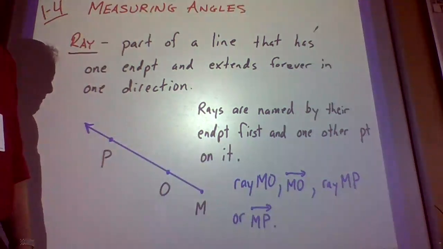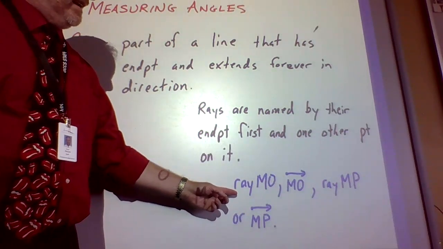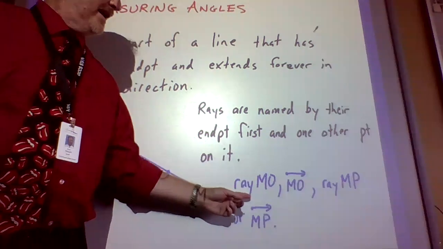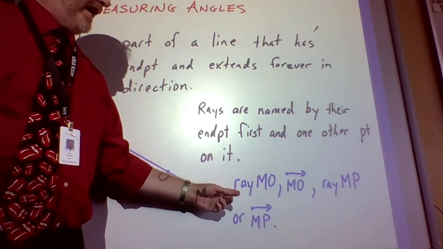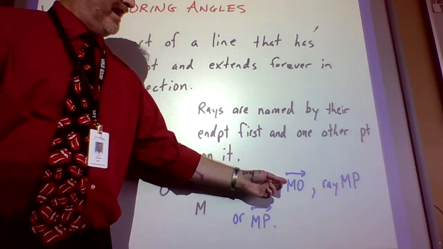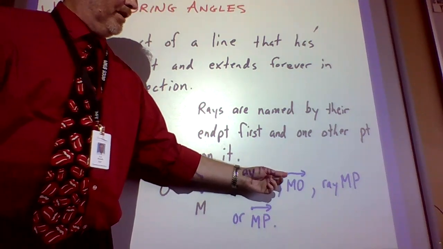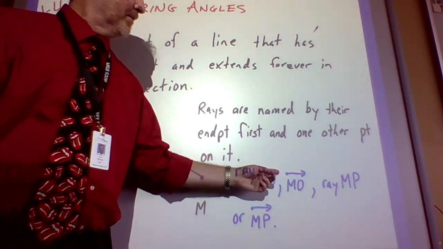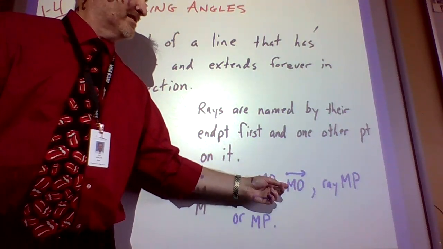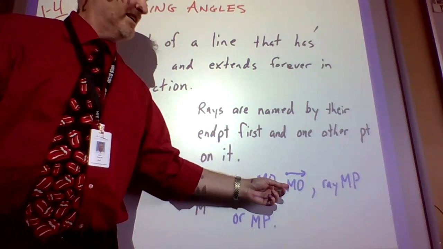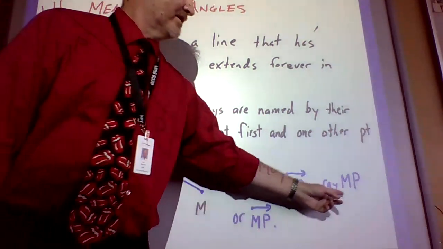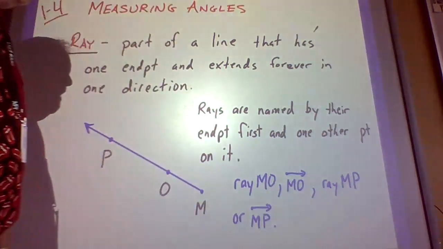And again, when you're writing an answer, you'll probably have to use this one a lot, the actual word ray. Ray, then capital M, capital O. You won't probably be able to do this on your Chromebook, but if you're doing paper and pencil, you could draw a ray MO. But the M in this example would have to be first because that is the endpoint and it's extending forever that way. Or like I said, you could say ray MP.